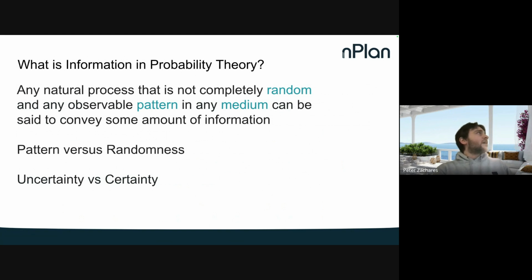And it's that the definition is any natural process that is not completely random and any observable pattern in any medium can be said to convey some amount of information.